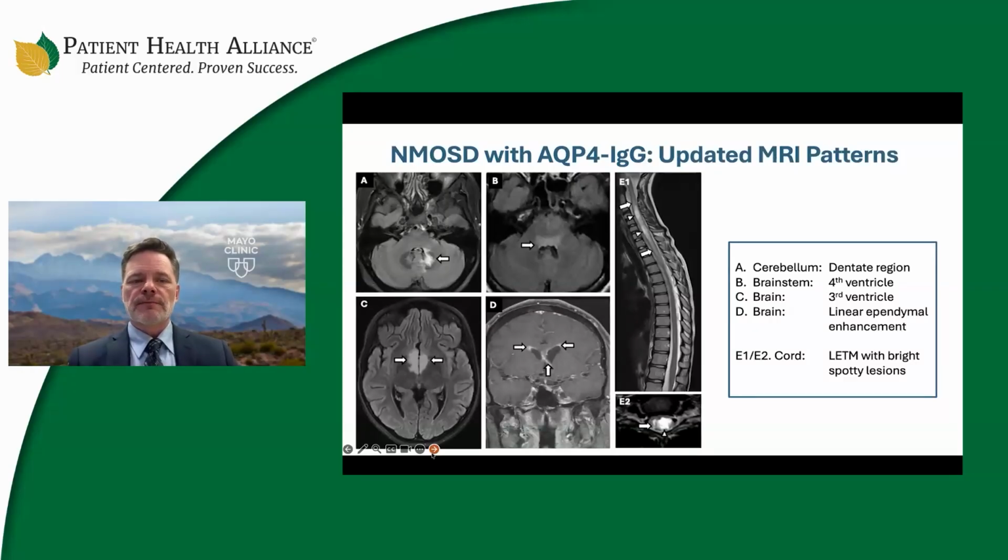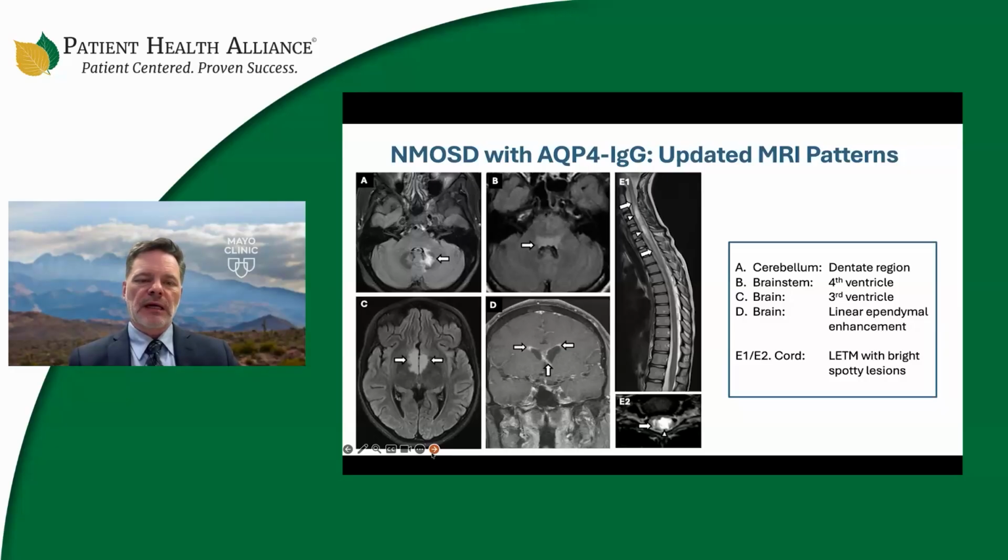Here are some examples. I mentioned earlier that cerebellar or cerebellum brainstem events have been added as core clinical syndromes associated with this disease. Panel A in the upper left shows arrows showing a lesion in the cerebellum in the dentate region, which has a high propensity for being involved in seropositive NMOSD. Panels B and C show lesions around the fourth and third ventricles, respectively.